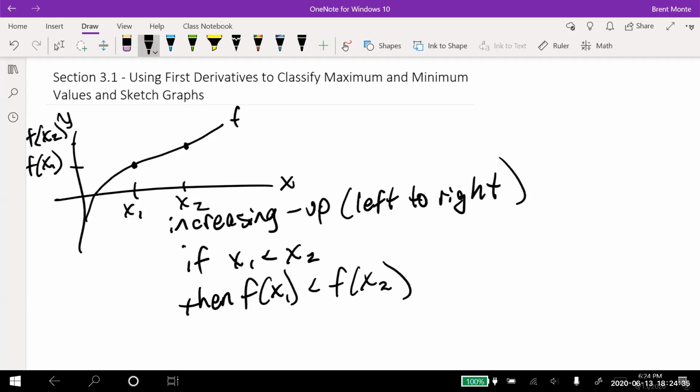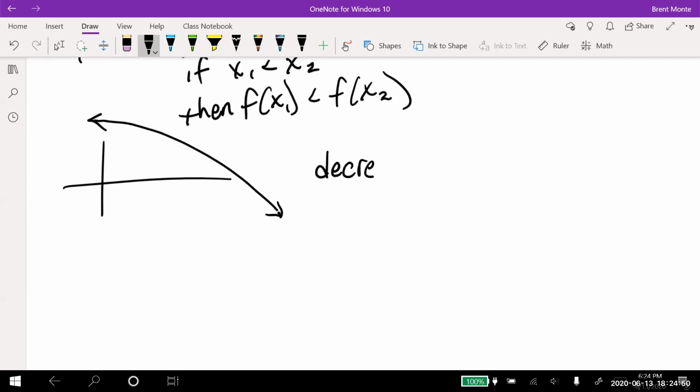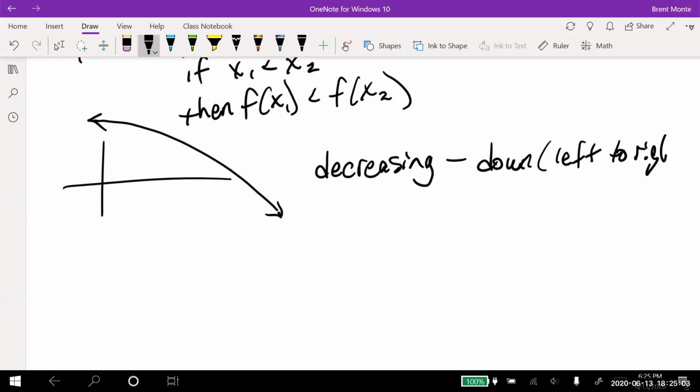And similarly, we can go the other way. If the graph's going down, obviously it's decreasing. So let's just sketch that real quickly. So if I've got a graph and it's coming down this way, well, that graph's clearly decreasing. And again, that just means it's going down. Again, reading left to right. Okay, so we've got that idea, but let me go back and show something on this graph.